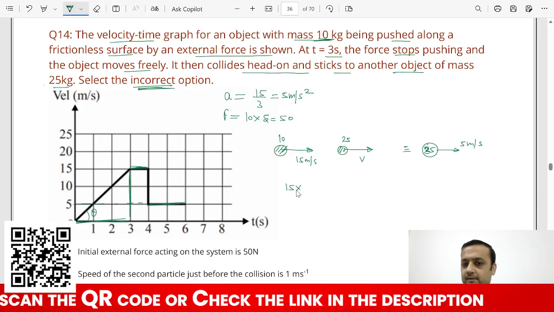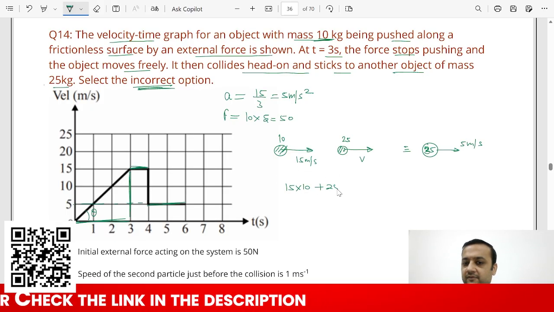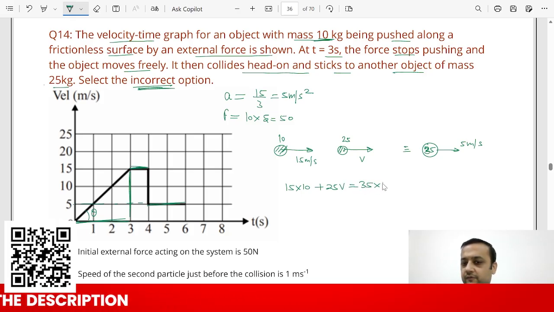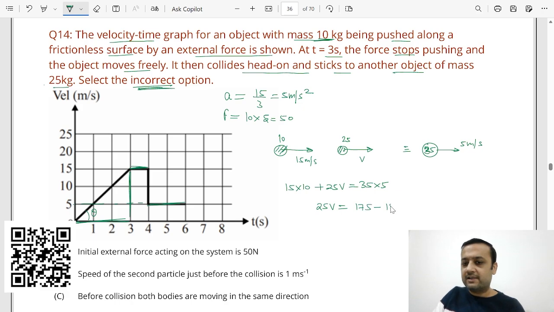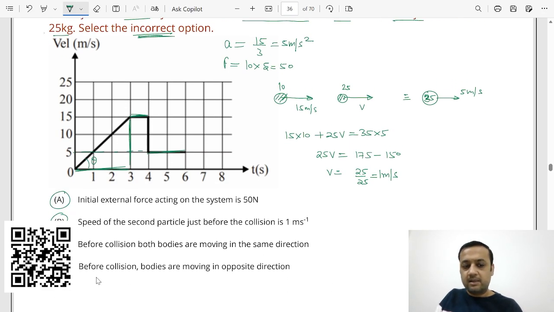So 35 kg. Now what will be the total momentum equation? Momentum will remain conserved. 15 into 10 plus 25 into v will be equal to 35 into 5. So from here 25v comes out to be 175 minus 150, which means v will be 25 upon 25, which means 1 meter per second, and it is positive, which means the chosen direction is the correct direction. So the speed of the second particle just before the collision is 1. That means this is also a correct statement. Before collision, both are moving in the same direction. This also turned out to be right. That means option D, before collision bodies are moving in the opposite direction, is wrong. So this will be our answer.